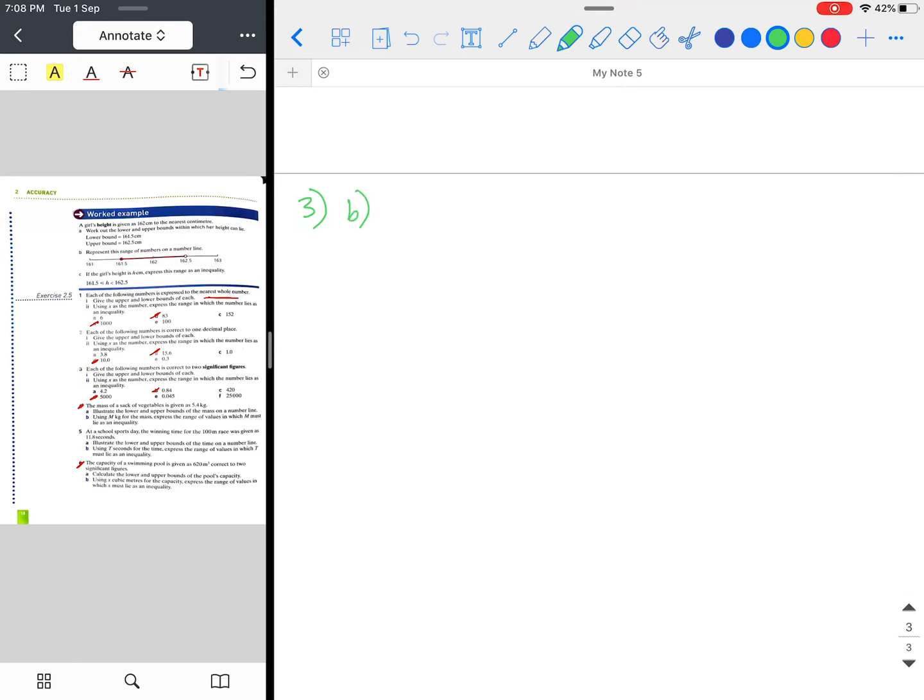Letter B. It's 0.84, and this one is rounded to two significant figures. What is the meaning of two significant figures here? Here is the first, here is the second. The second significant figure is in the hundredths place, so the smallest unit is 0.01. I will divide it by 2, so I will get 0.005. This is my number that I will add and subtract.